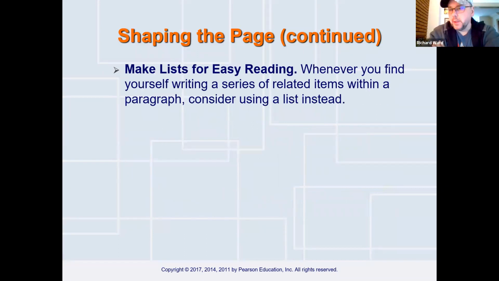Make lists for easy reading. Again, in technical communication, we love bulleted lists. Whenever you find yourself writing a series of related items within a paragraph, consider using a list, whether bulleted or numbered. These help us get to the nitty-gritty. We want to get to the points that mean the most. So if you find yourself in a place where you can use a list, use a list. All right.